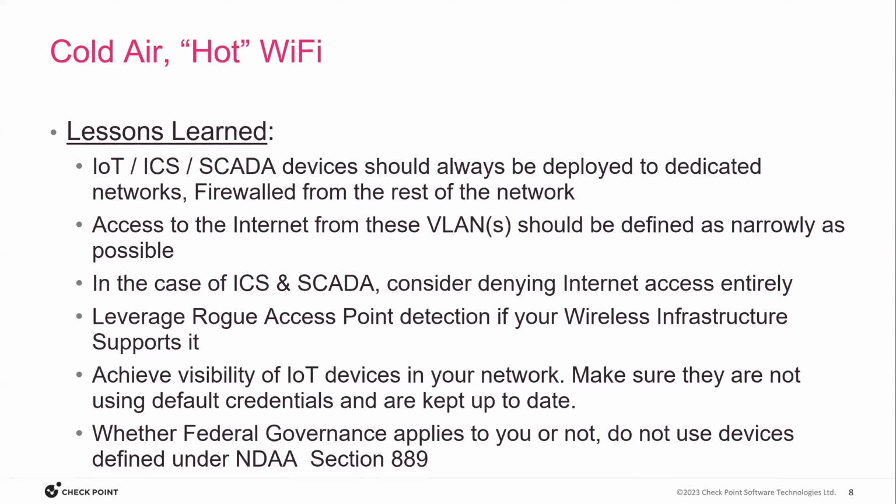I would encourage you to define access rules as narrow as possible on these VLANs. And for things like ICS, SCADA, a lot of that automation and machining, consider denying access to the internet entirely, because a lot of those things don't even need internet access. They really just need to talk likely back to other PLCs and things on the network locally, and they generally shouldn't be phoning out to the internet.